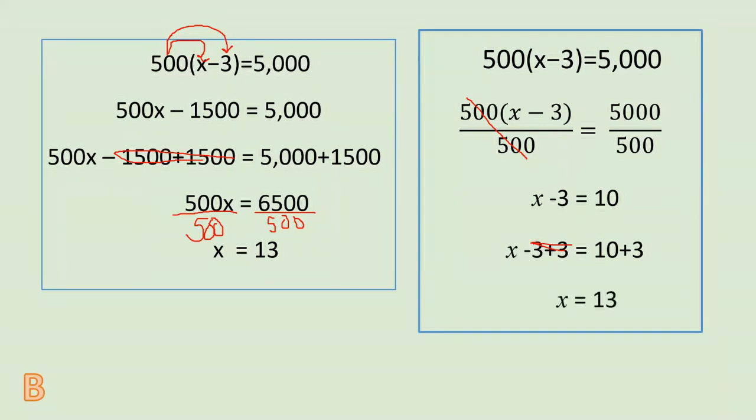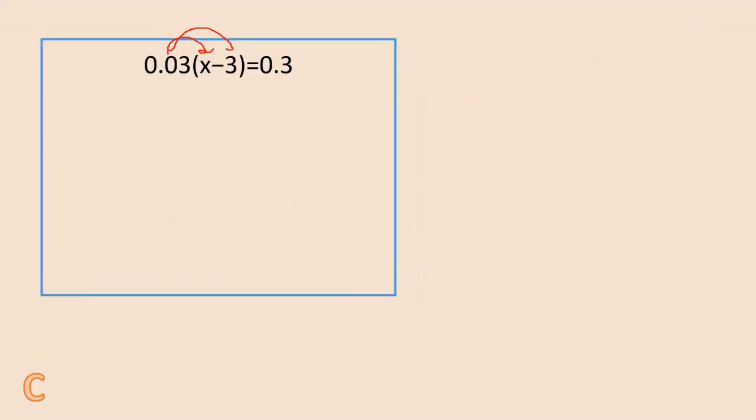Awesome job. Now, let's go ahead and check out card C. So we have 0.300 times x minus 3 equals 0.310. Pause the video, and I want to see if you can solve it by applying the distributive property. Ready, set, go.